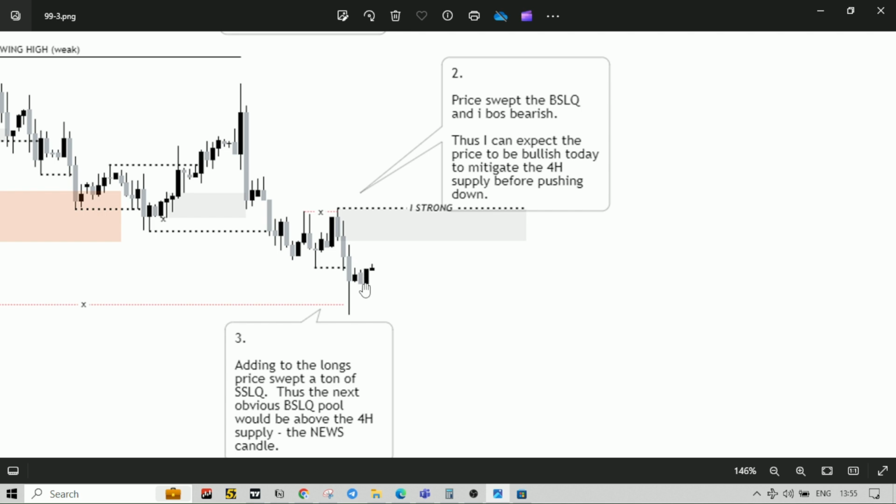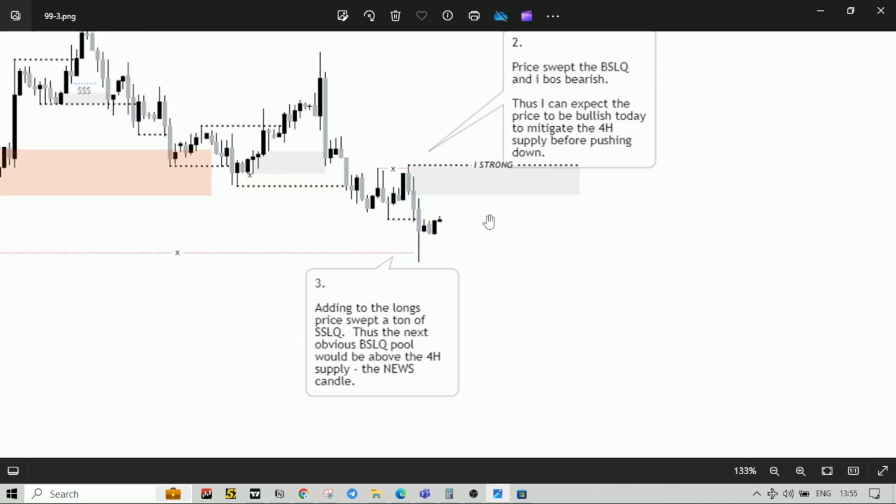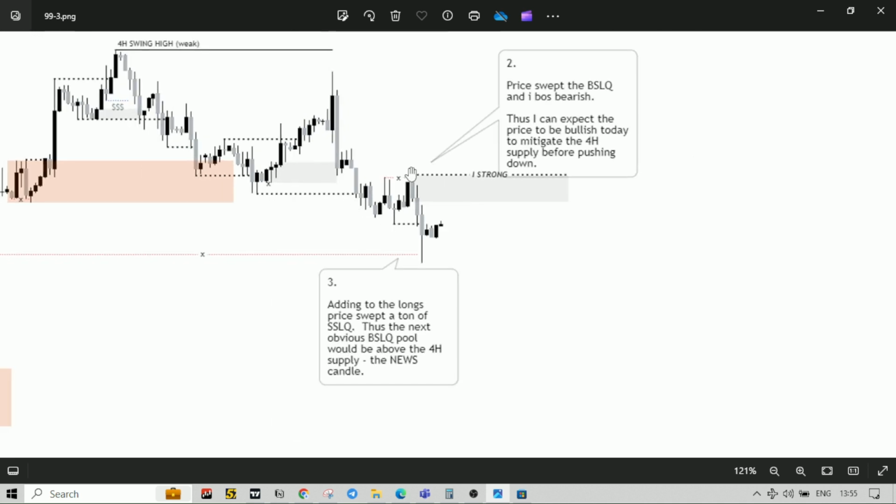So what is the next liquidity pool that the price can travel to? There is none. The only liquidity pool available is above the strong high itself. And yeah, price can go and take out the strong high because there is this unmitigated POI, which is high probability because it has swept a ton of buy and sell side liquidity and it has a lot of momentum, and also it is a flip zone too.